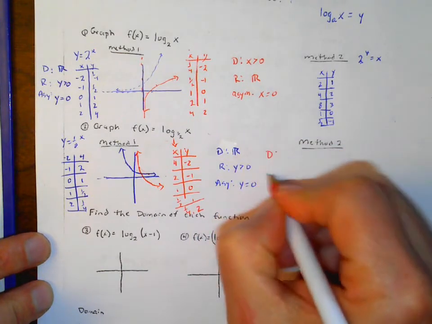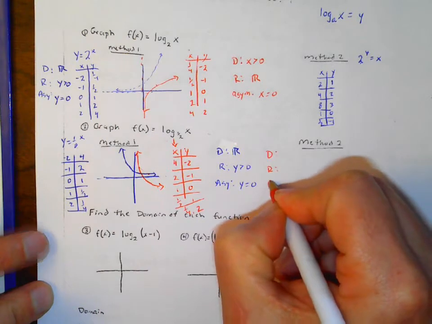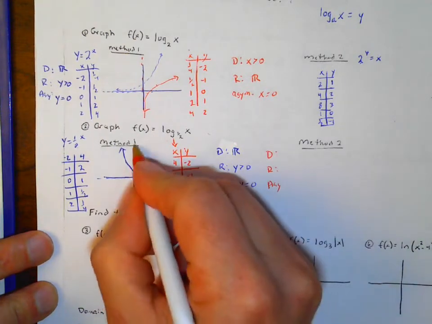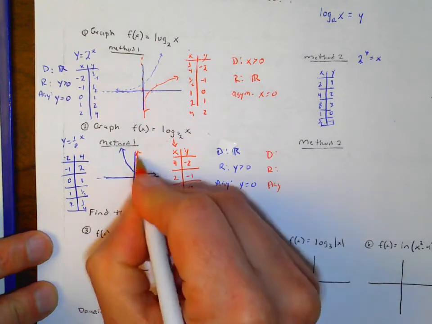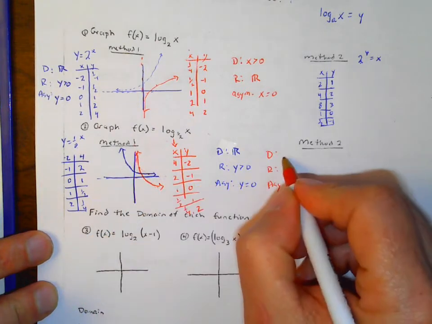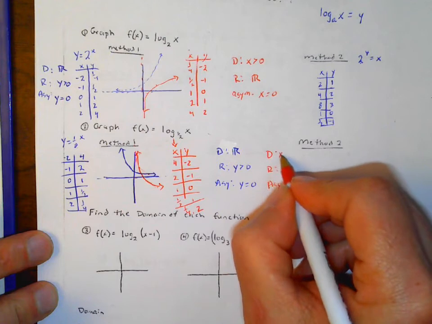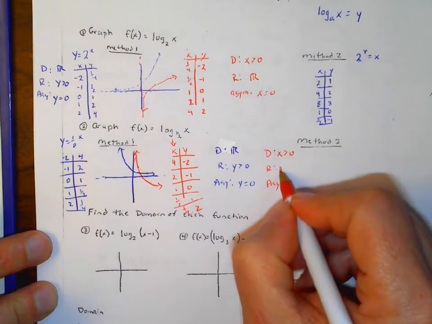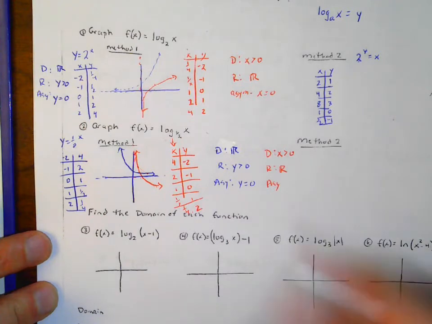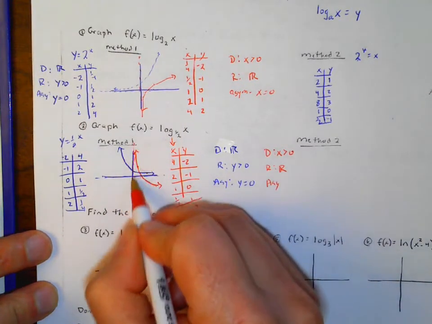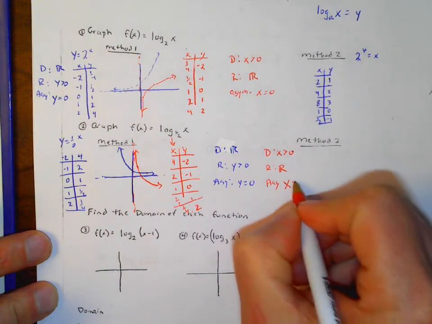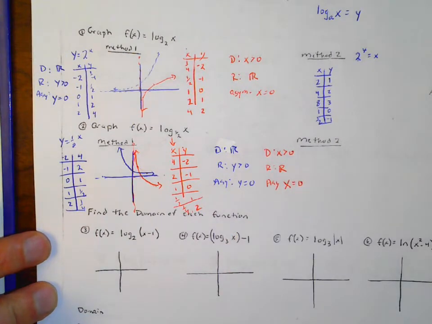Now for the red one, our domain doesn't go past 0 here, so it's from 0 through infinity. So x has to be greater than 0. The y's go up, y's go down, so y is all real numbers, and the asymptote is now right here at x equals 0.